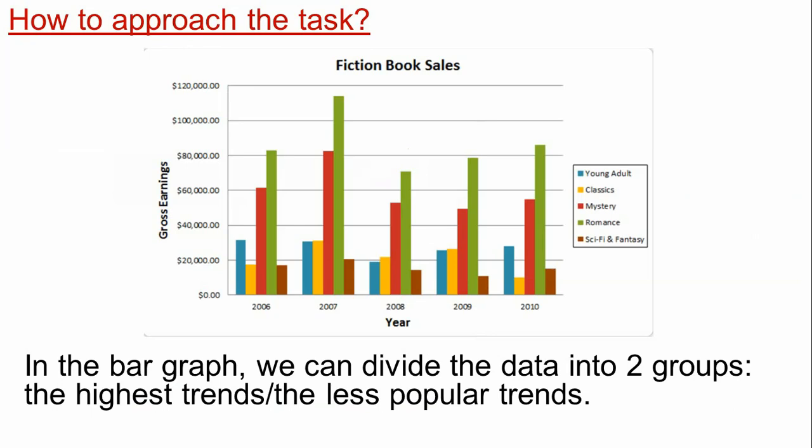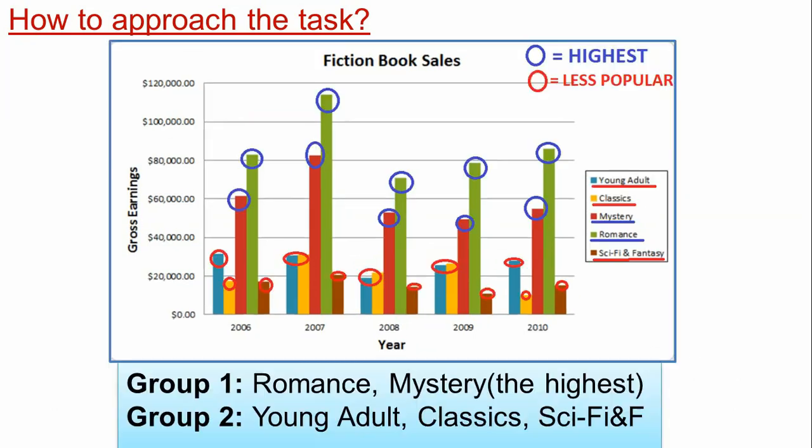In the bar graph, we can divide the data into 2 groups, the highest trends and the less popular trends. If we look at this graph, we can see that romance and mystery are the highest trends. Others are less popular trends. So, in this case, Group 1, romance and mystery. Group 2, young adult, classics, sci-fi and fantasy.